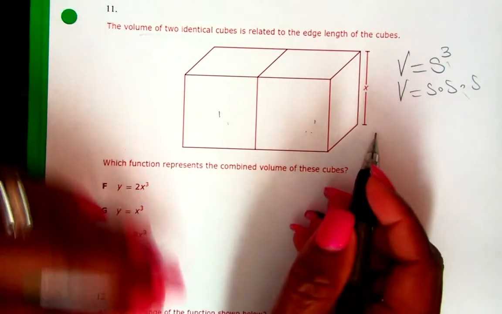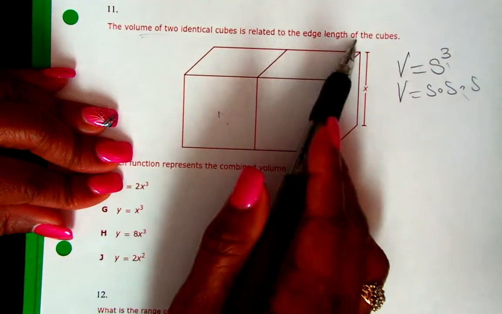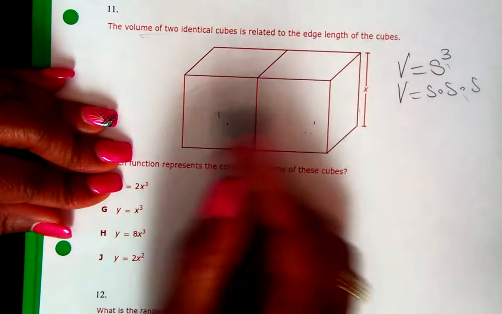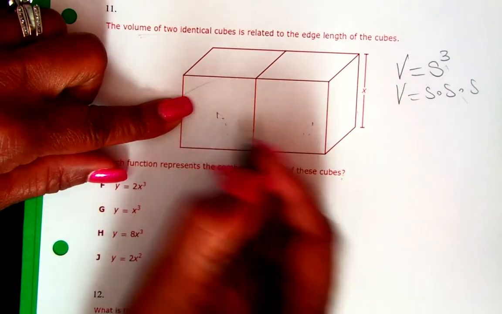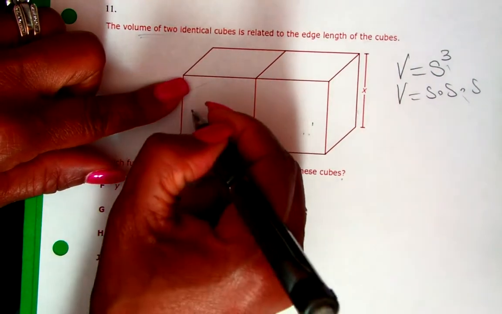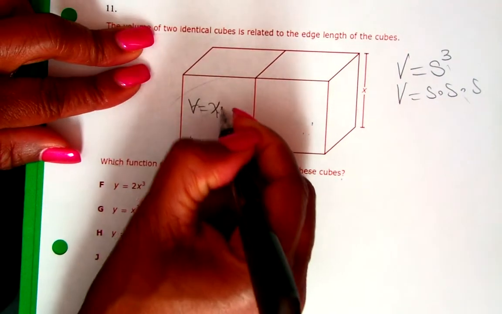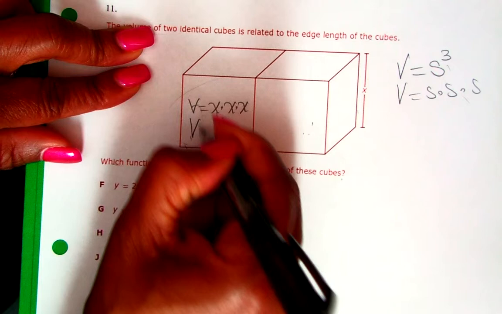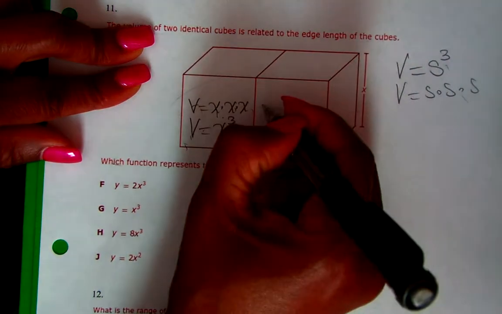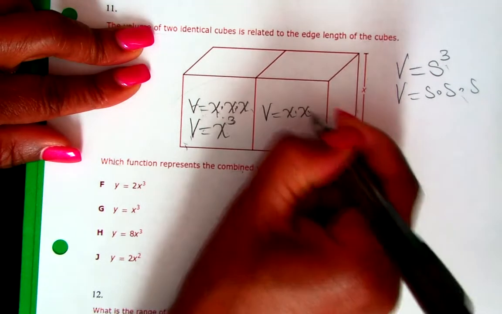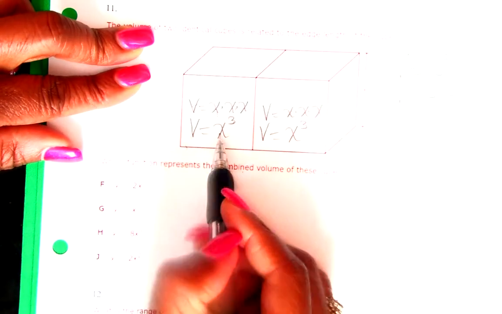Okay? So my thing is, here it said the volume of two identical cubes is related to the edge length of the cube. Okay? So that's telling me everything is X. Which function represents the combined volume? So they want to know both. So if I just did one volume and I know it's X, then for this one the volume will be X times X times X, which is V equals X to the third. Because X times X times X, that's 3. Okay. And the same for this one, X times X times X. So V equals X to the third. So I have an X to the third here and an X to the third here.